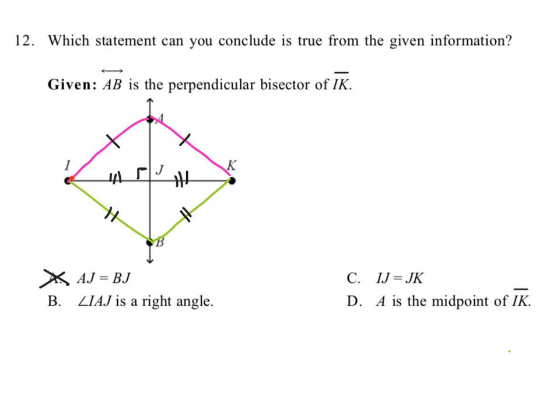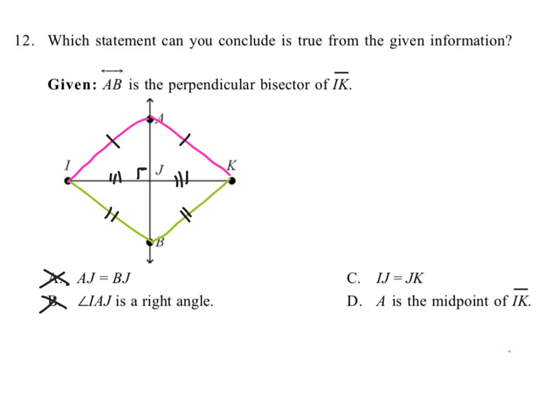IAJ is a right angle. Now we know that that's definitely not true. If this is a right angle, then this has to be less than 90 degrees. Otherwise, these two angles together would take up the whole 180 degrees, and it can't. So this cannot be 90 degrees, so that's false.